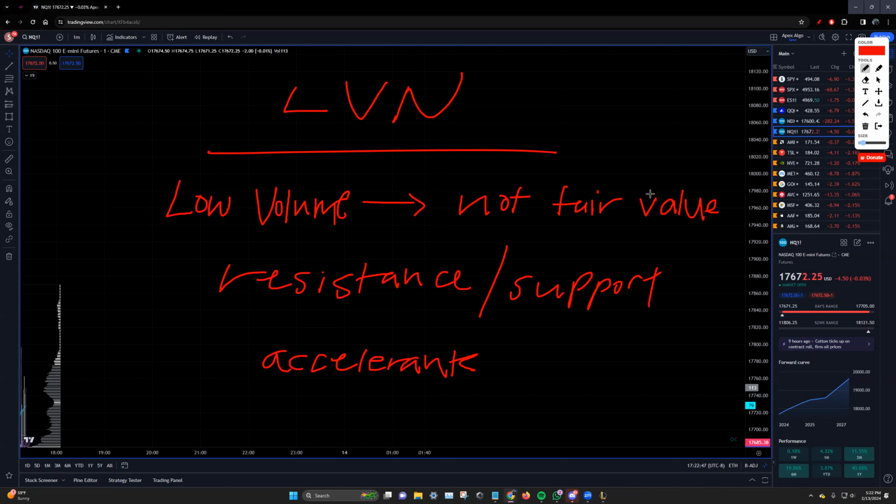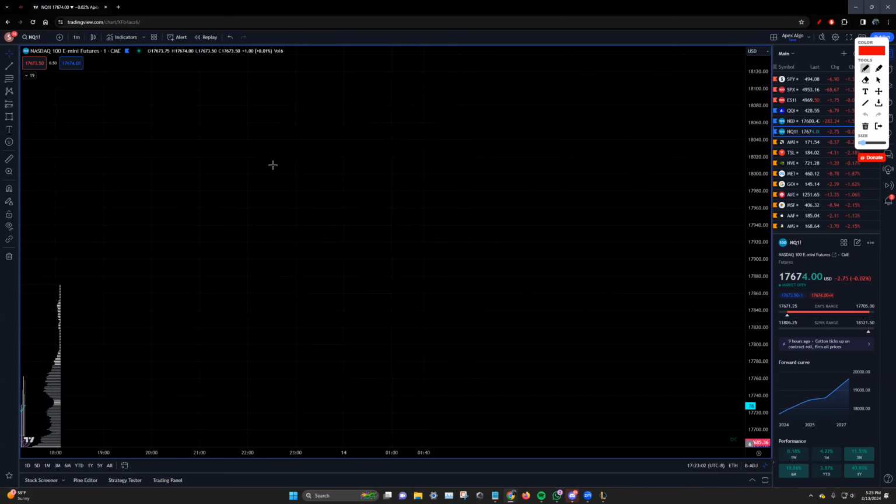But yeah, that's essentially what it's like. They don't want price to be there, so they will either reject it or accelerate it through. Hence why you get this ping pong action sometimes between low volume nodes. And that's essentially why.